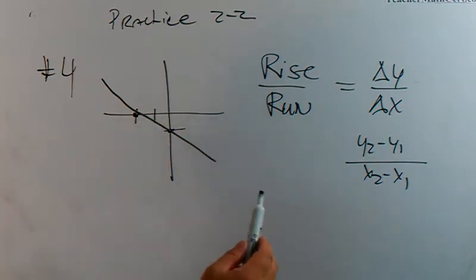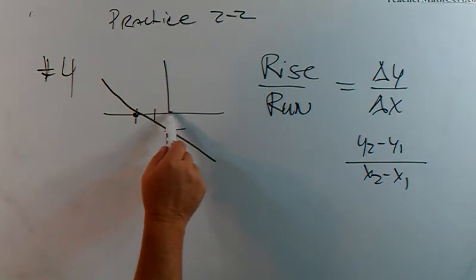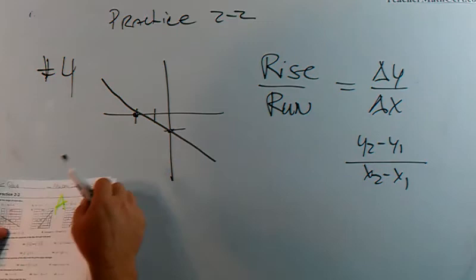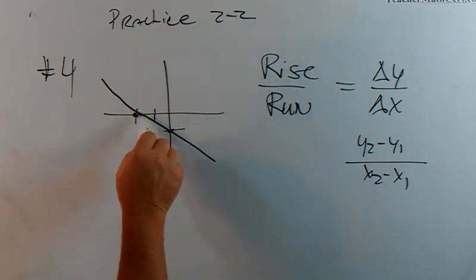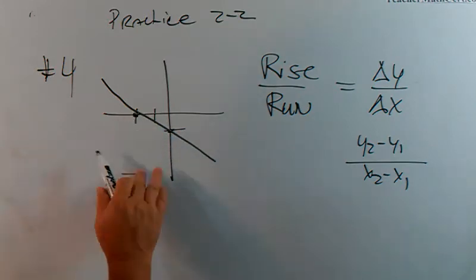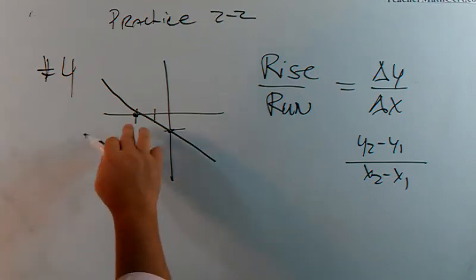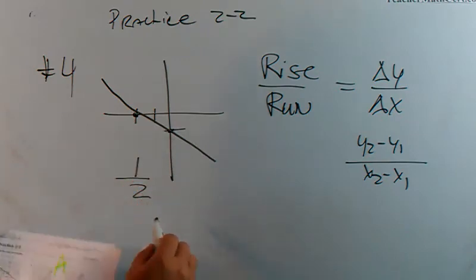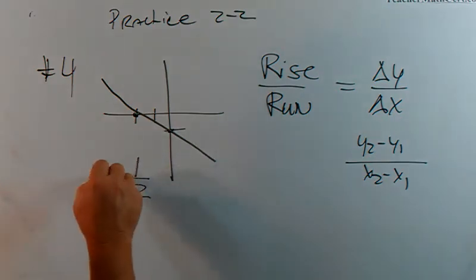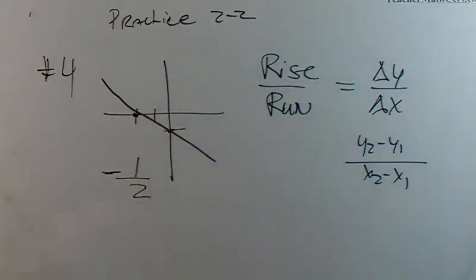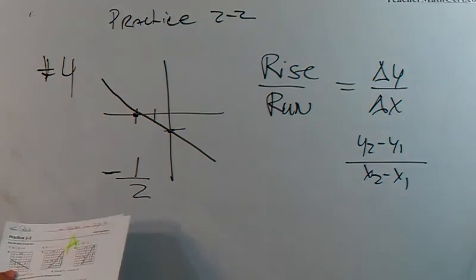And don't worry about the signs. In other words, this should be negative, but you don't have to worry about it because we know it's going to be a negative slope. So we're just going to calculate the y values. Change in y is going to be 1. Right? And the change in x is going to be what? 2. 1, 2. So the slope is 1/2, but it's a negative 1/2 because we can tell by the slope of the line. All right, that's number 4.